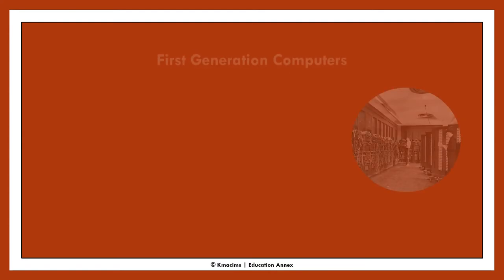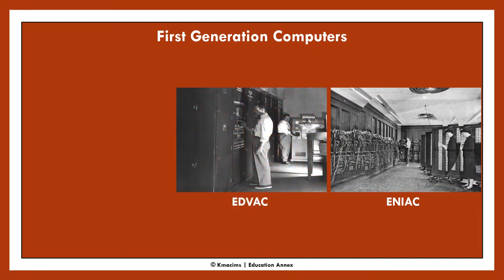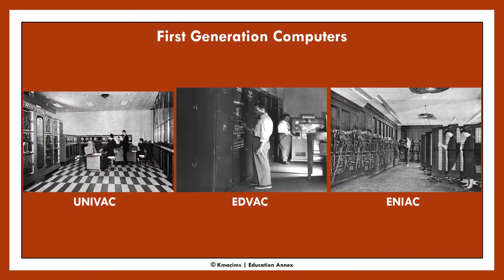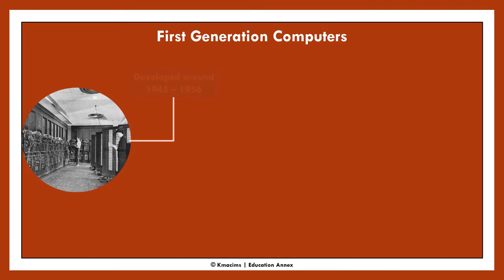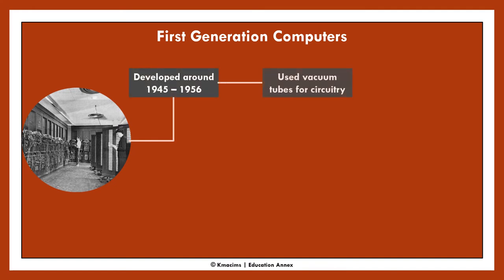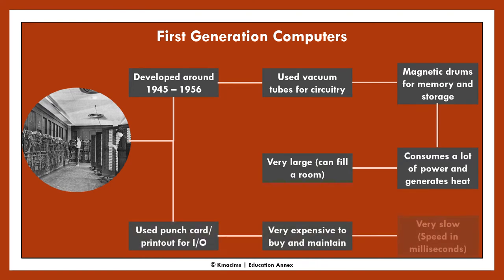The first generation computers came out of the inspiration derived from counting devices, basically electromechanical and electronic counting devices. This inspiration gave birth to the first computer called the ENIAC, followed by EDVAC and others. The first generation computers were developed between 1945 and 1956. They were so large and used vacuum tubes, which made them that large for circuitry. They also used magnetic drums for memory and storage.